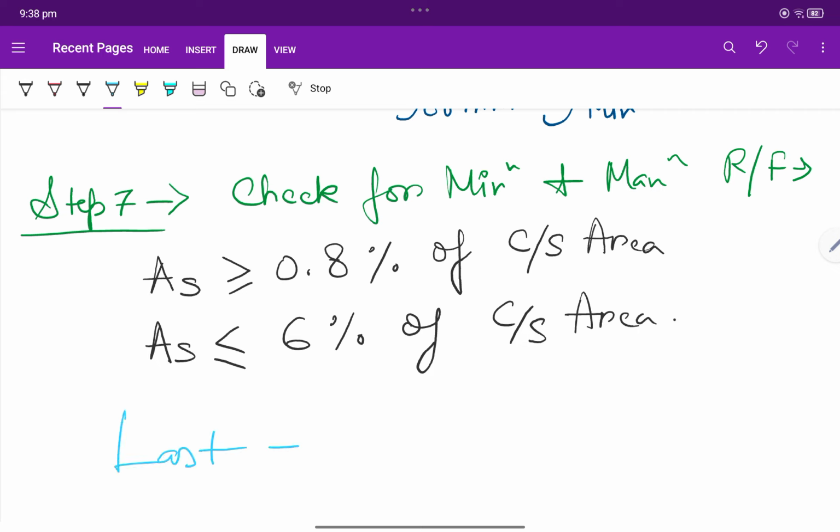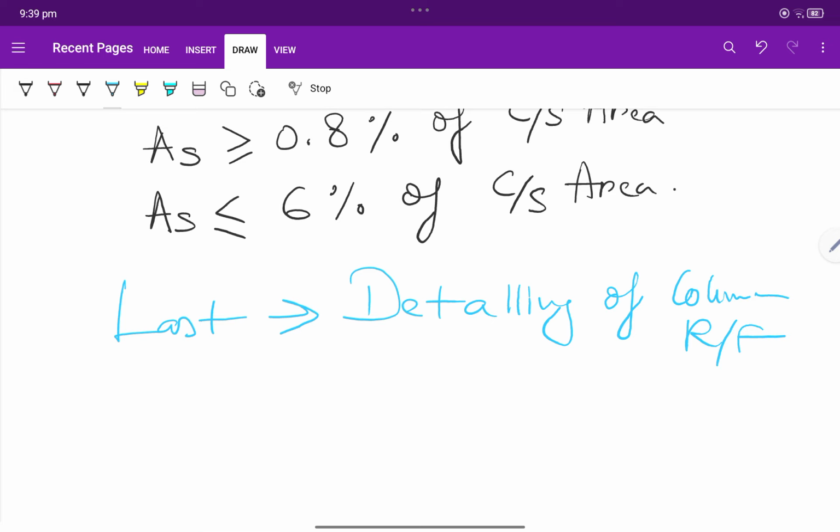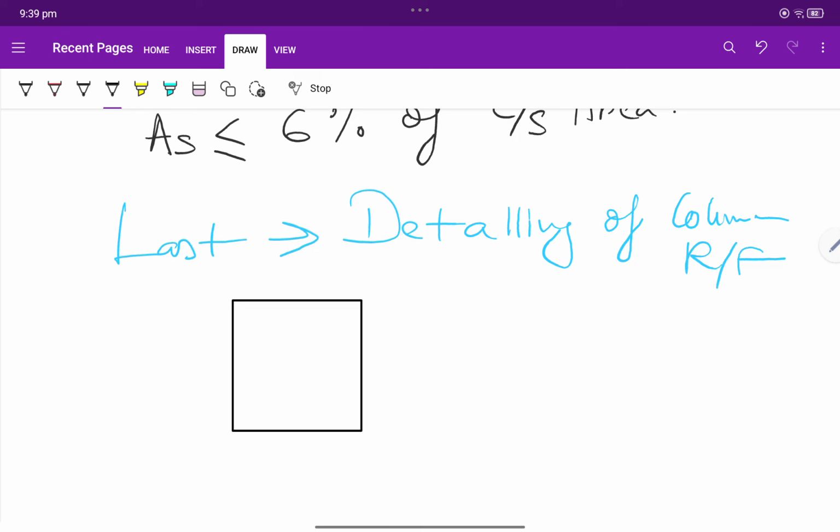So this is the check, and the last step is the detailing of the column reinforcement. We will do the detailing of the column reinforcement. How will we do it? We have to draw a cross section of a column like this. Now we will draw the main reinforcement like this.